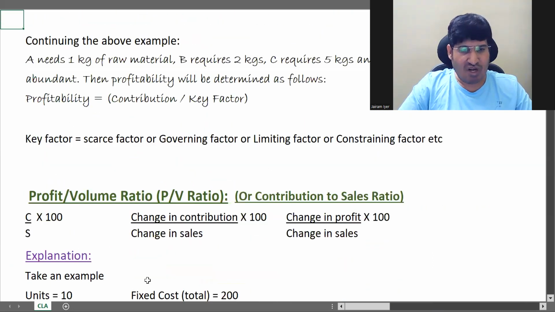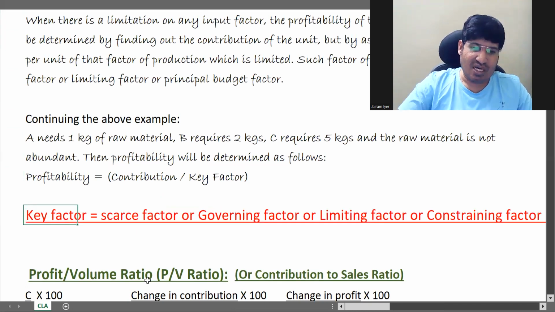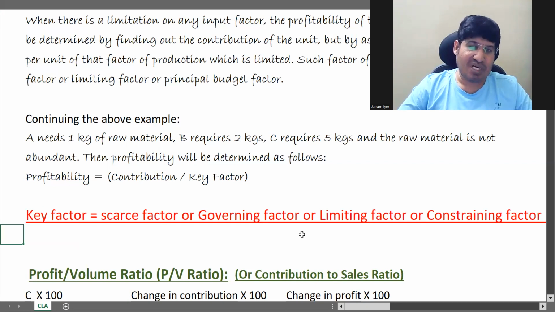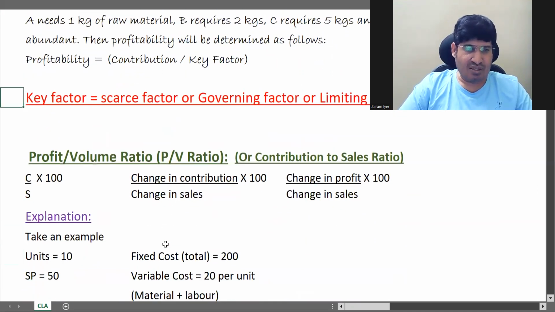And here be careful about whatever additional words or synonyms are used. Okay. Key factor, you also call it as scarce factor, governing factor, limiting factor, or constraining factor. You also call it as principal budget factor. Okay. So these are the names. So sometimes they can ask you with a name which is not very popular. Okay. Fine. So they can just say that, find out the governing factor. Then you might think what it is. So you have to be very careful about the synonyms.